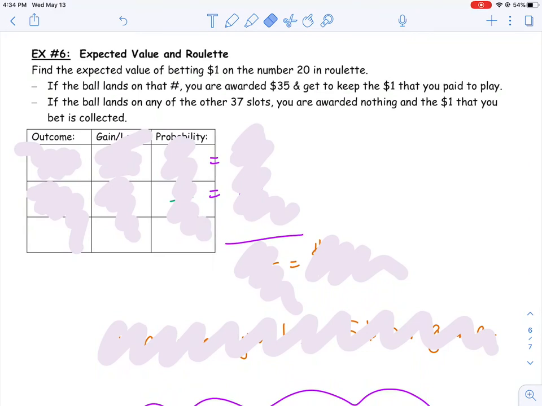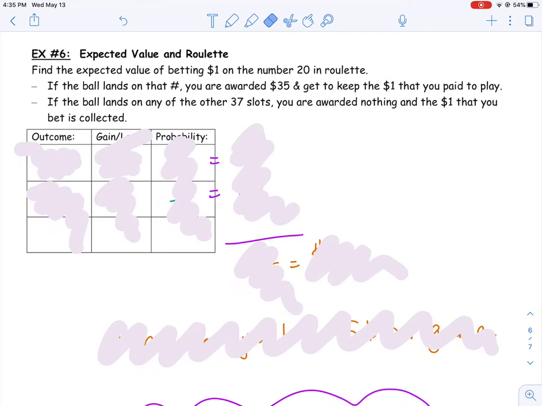Example number 6 says to find the expected value of betting $1 on the number 20 in roulette. Remember that roulette wheel we talked about before has reds, blacks, 1 through 36, 0, and 00, right? It says if the ball lands on that number, you're awarded $35 and you get to keep the dollar that you paid to play. If the ball lands on any of the other 37 slots, you're awarded nothing and the dollar that you bet is collected. Let's figure out the expected value. What's expected to happen if you play this roulette game over and over and over again in the long run?